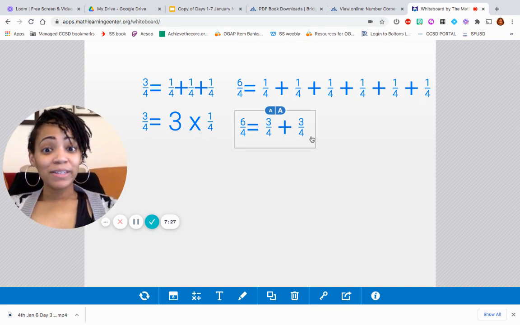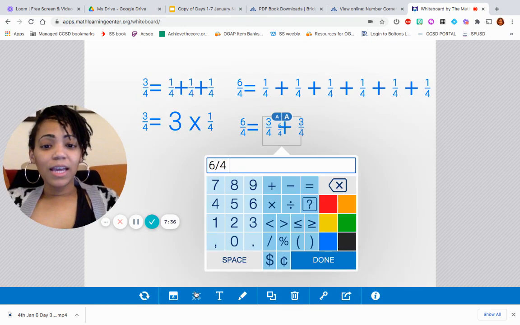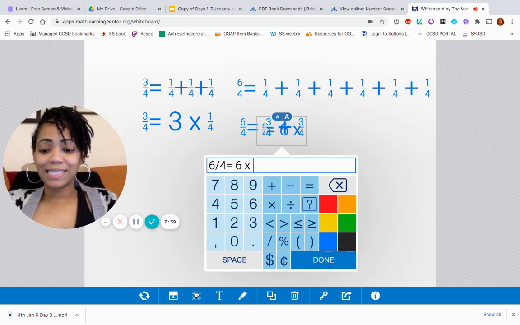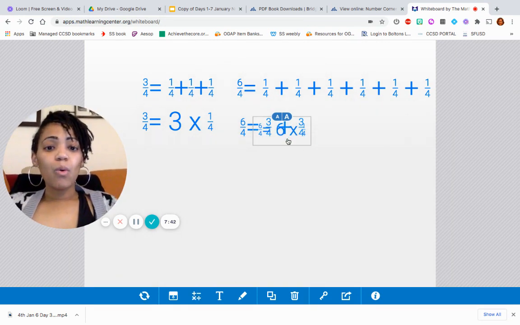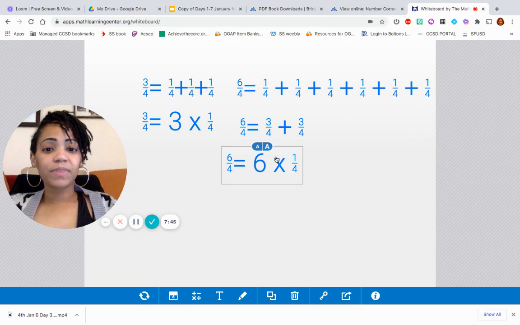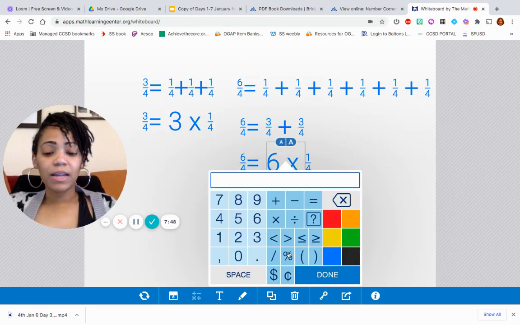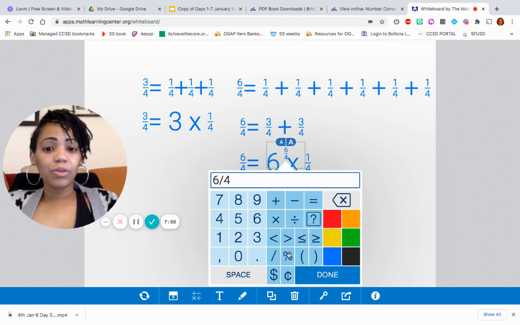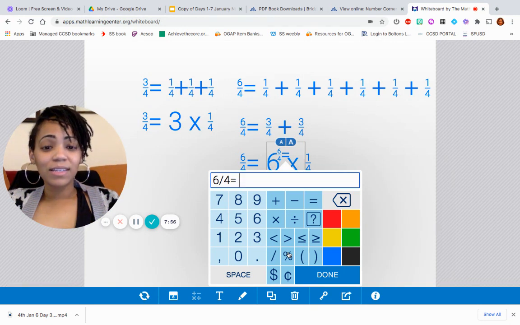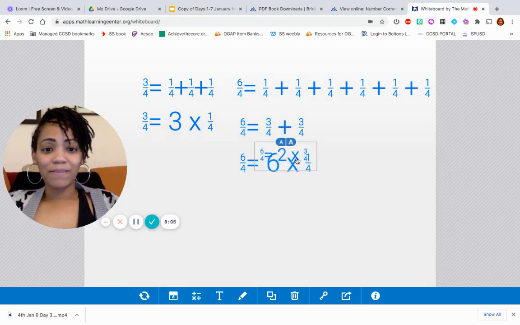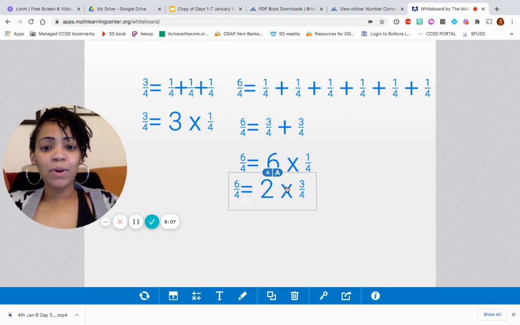Anybody else have another equation? Right, we can do a multiplication equation, and it could be 6/4 equals 6 times 1/4, or I could do 6/4. Think about the 3/4. How could I write in a multiplication equation using 3/4? How many 3/4 do we have? 2 3/4. So 6/4 is equal to 2 times 3/4, right? That's just saying that I have 3/4 2 times.